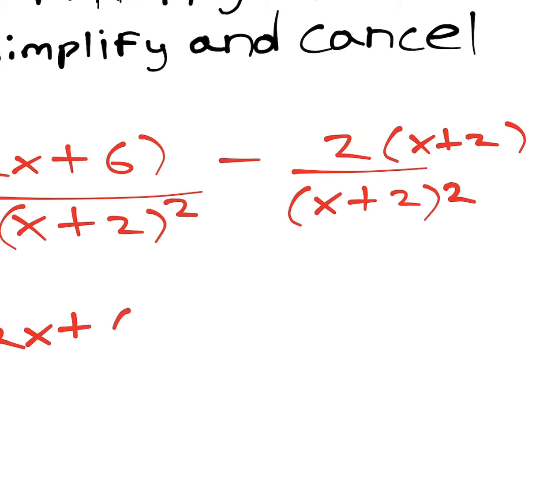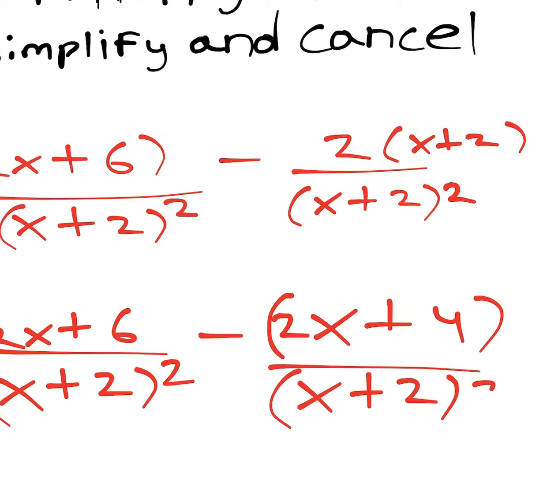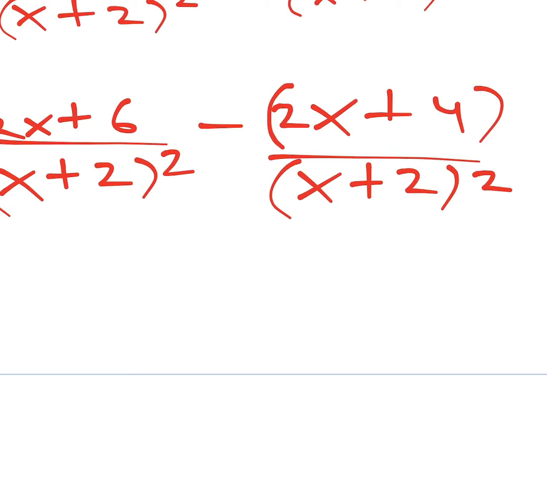So I have 2x plus 6 over x plus 2 squared minus 2x plus 4, that entire quantity, over x plus 2 squared once again. And now the problem's pretty simple. We just have to be able to simplify the numerator.